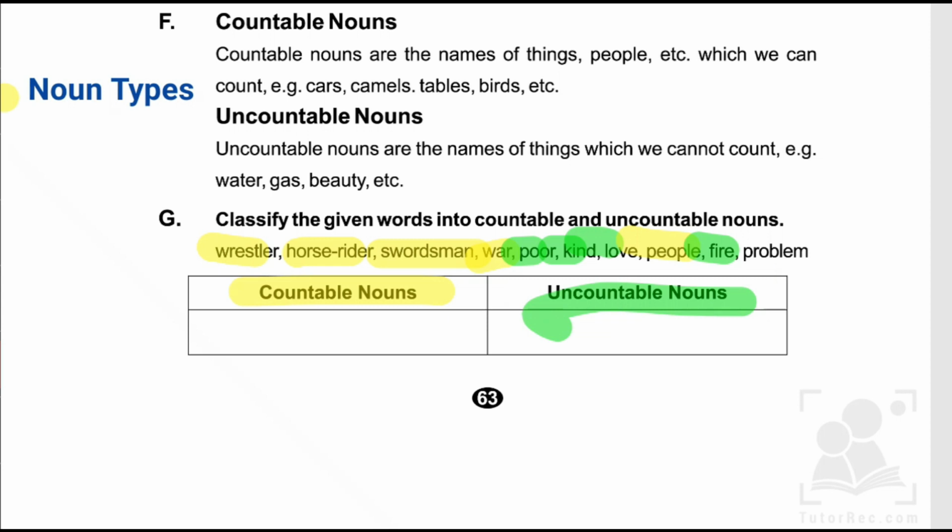Problem. I have two problems. I have one problem. I have a great problem. I have one big problem. I have 5 problems at the moment. You can count the problem.